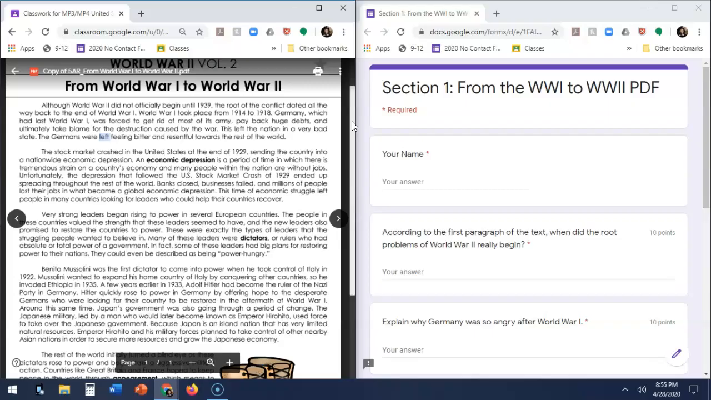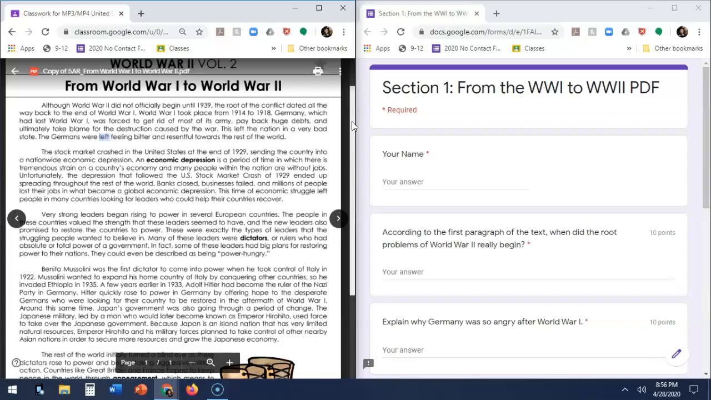Many of these leaders were dictators, or rulers who had absolute or total power of a government. In fact, some of these leaders had big plans for restoring power to their nations. They could even be described as being power hungry. Benito Mussolini was the first dictator to come to power when he took control of Italy in 1922. Mussolini wanted to expand his home country of Italy by conquering other countries. So he invaded Ethiopia in 1935.